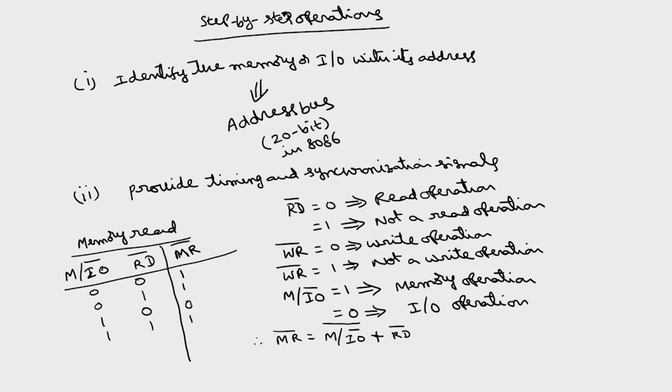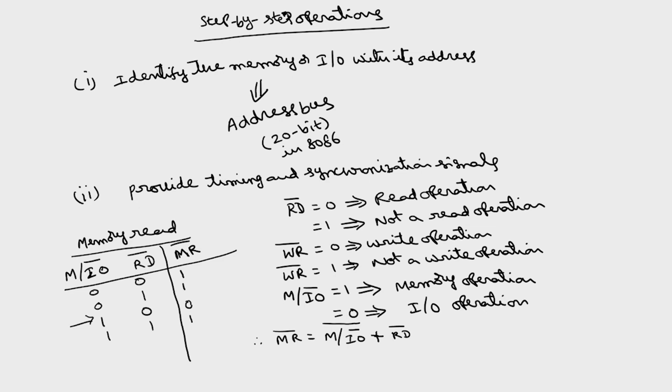Okay. So, similarly for these 2 combinations memory read bar is equal to 1, and for these 2 operations M by IO bar is 1. So, 1 bar becomes 0. If read bar is also 0, then only this MR bar is 0, otherwise MR bar is 1. So, if I substitute all these 4 combinations, only for this particular combination we find MR bar as 0, otherwise MR bar is 1.